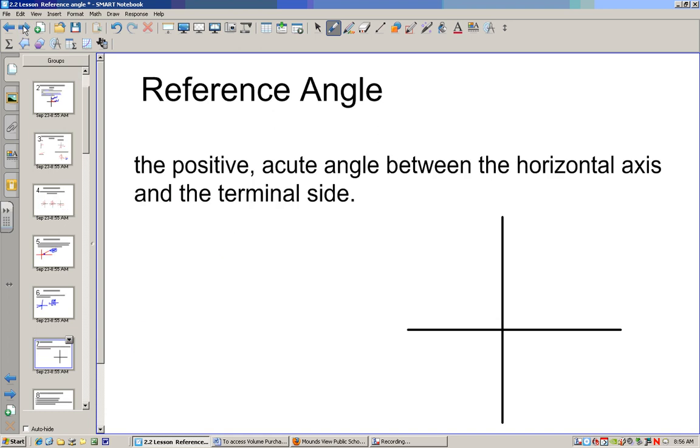Now a reference angle. Reference angles are extremely important for this chapter on through the rest of the semester. A reference angle is a positive, acute angle between the horizontal axis and the terminal side. Seems easy. So if this is my angle, I want a positive acute angle. So acute means it has to be less than 90 between the horizontal axis and this terminal side. So my reference angle is going to be that angle right there, because it's going to be positive, it's going to be acute, and it's going to be between these two sides.